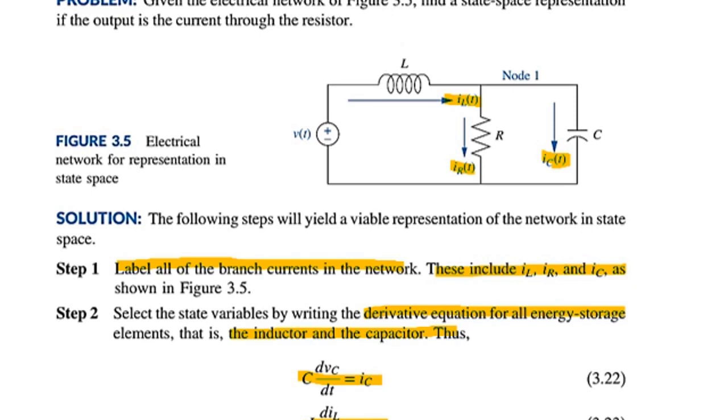Now both these equations represent first order derivatives of our state variables, but in state equations, the first order derivative of a state variable is equal to a linear combination of states and input. Now to complete this state model, we will use Kirchhoff's voltage law and Kirchhoff's current law.